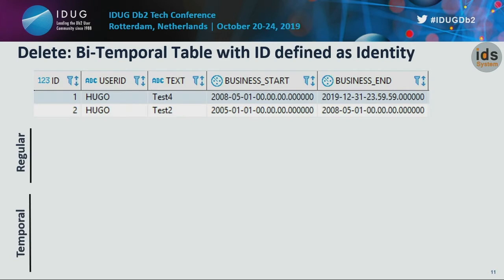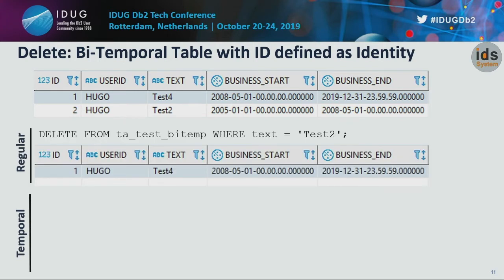Second example, let's do a delete. Starting from our result we just got, we have two rows, we have two business periods. Now let's do a delete. We start again with a regular one. So the regular one, well, behaves as expected. Delete wherever this text is task2. Well, this is my ID 2. Just delete it, just gone.